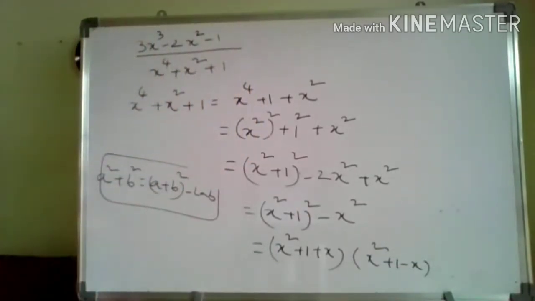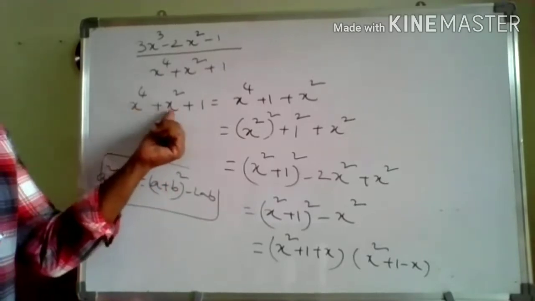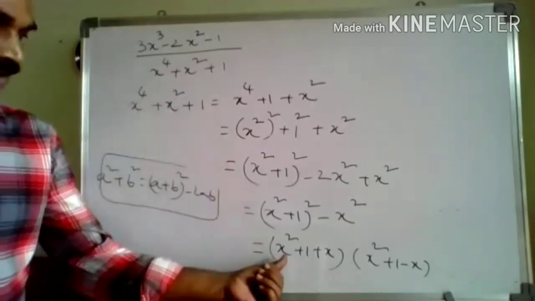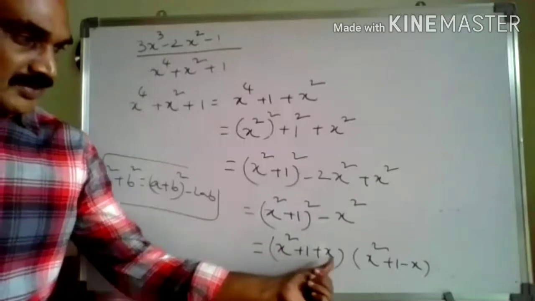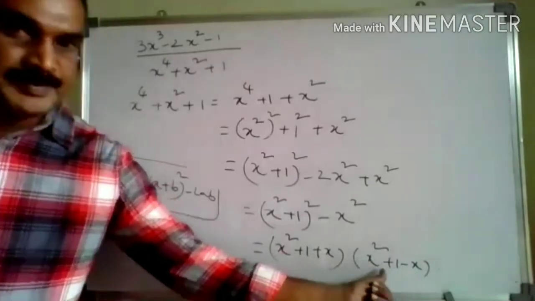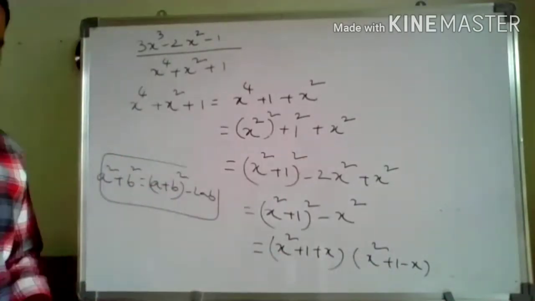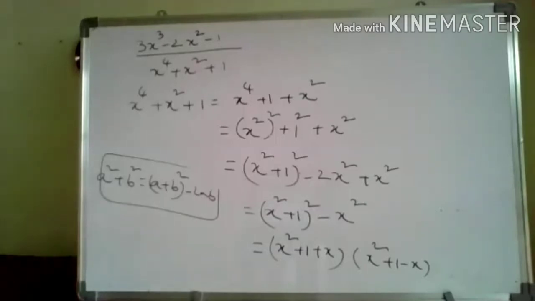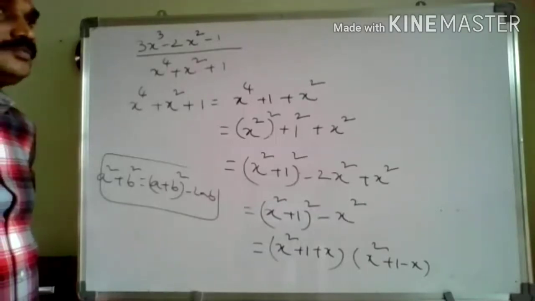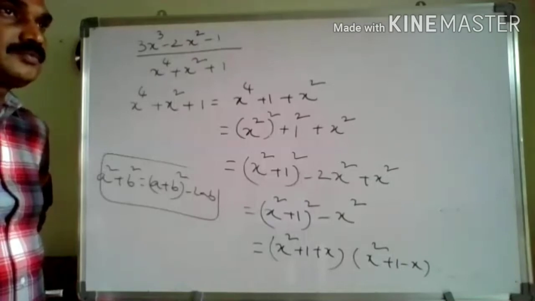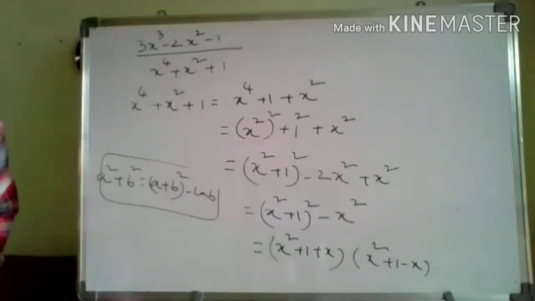(a + b)(a − b). So the final denominator x⁴ + x² + 1 is equal to (x² + x + 1)(x² − x + 1). This one next.